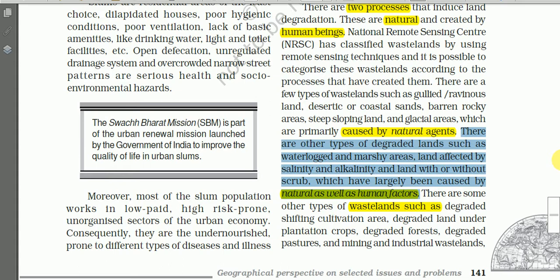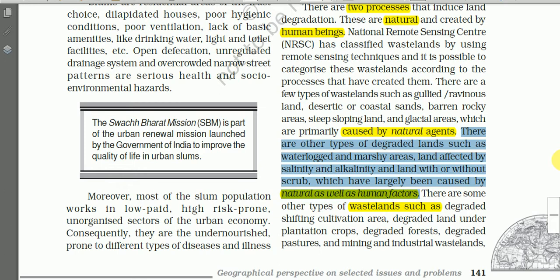Water is accumulated in a particular place due to over irrigation. Then land affected by salinity that I have already shown you. Then alkalinity, actually. If the pH value of the soil is more than 6.5, it is called alkaline. If it is less than 6.5, we call it acidic. And the neutral value for soil is 6.5.